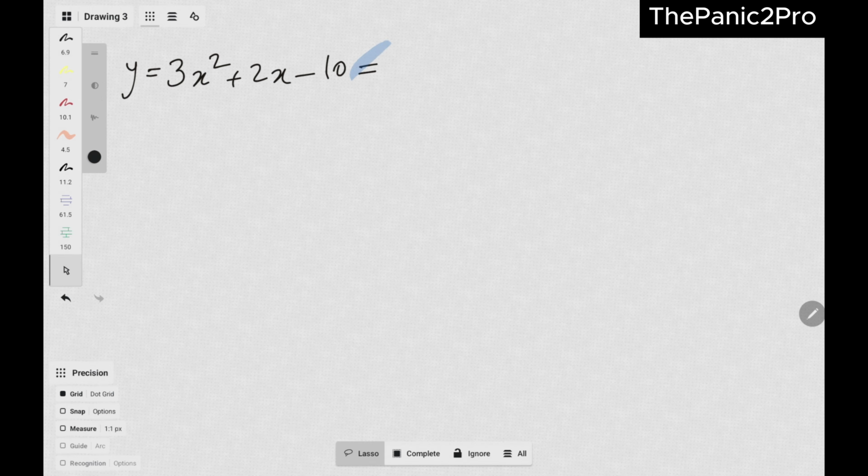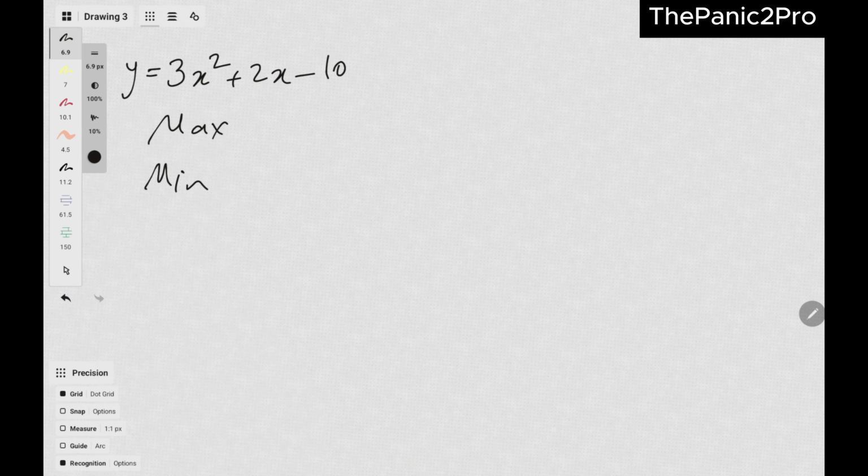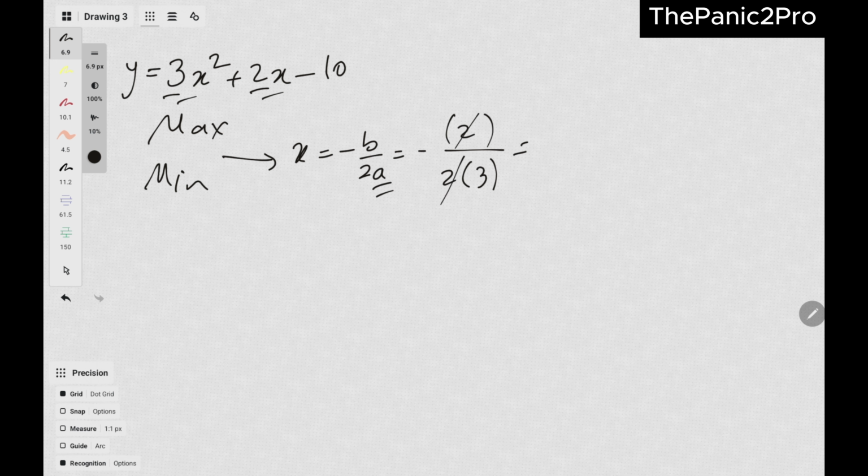Let's say I have something like 3x² plus 2x minus 10. Y equals this, okay? So for this equation, I want to see what is my maximum or minimum. And we know based on the formula that we had for maximum or minimum, we had minus b over 2a. So our b is 2, a is 3. I can cancel these and it's going to be minus 1 over 3.